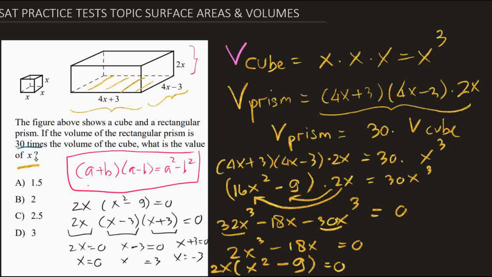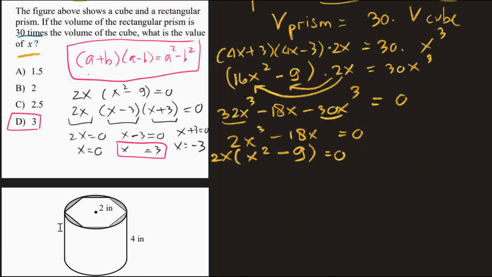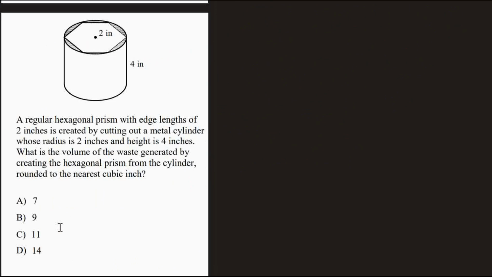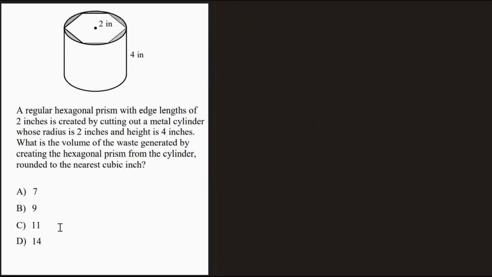Since x value shouldn't be negative, the acceptable value will be this one, and x is not possible to be 0 because 2 times 0 will be 0. So the answer is x equals 3. So we have the next question.